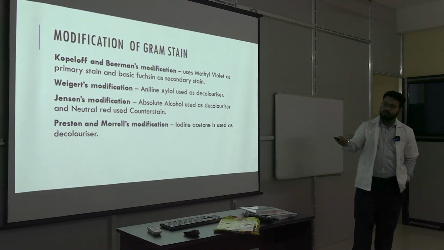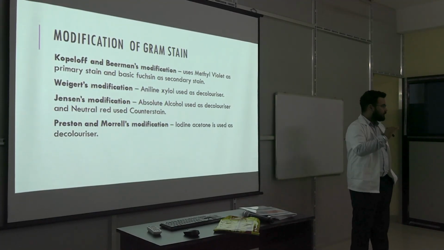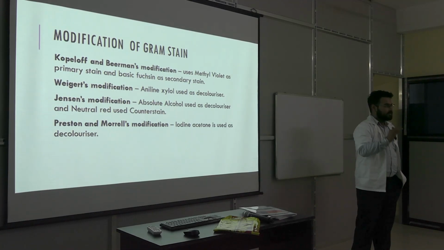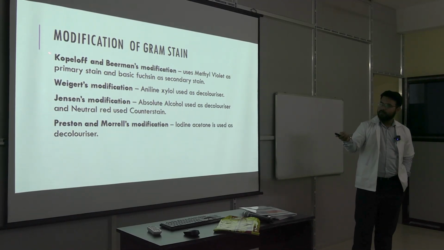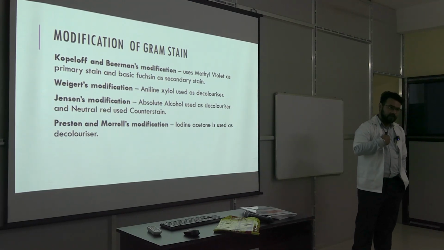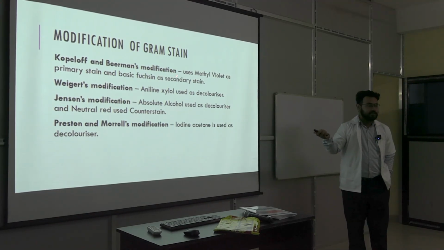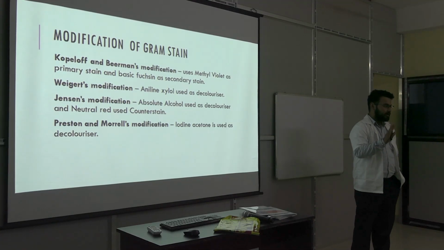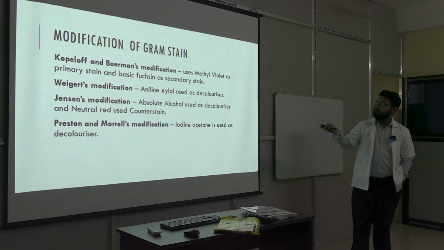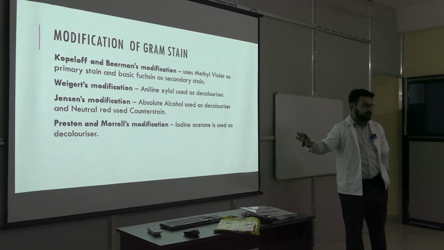Now there are some modifications to gram staining. Kopeloff and Beerman's modification, Weigert's modification, Jensen's modification, Preston and Morrell's modification. All these modifications are there in your book. You need to understand and study them, and if asked in the exam, you need to tell. This one is important, Kopeloff and Beerman's modification. In case of the primary stain, we normally use crystal violet, but with this modification, we use methyl violet as the primary stain and basic fuchsin as the secondary stain. In classic gram staining, we use crystal violet and safranin, but in the modification, we use methyl violet and basic fuchsin. I am explaining the first one, but the rest is self-explanatory, okay?